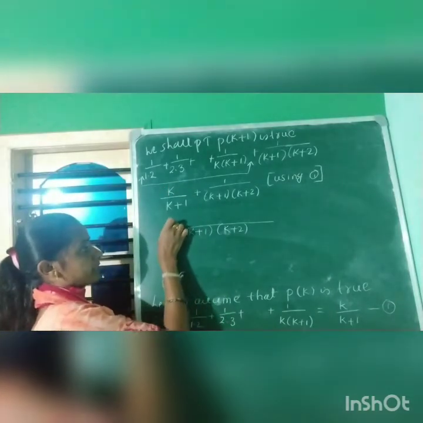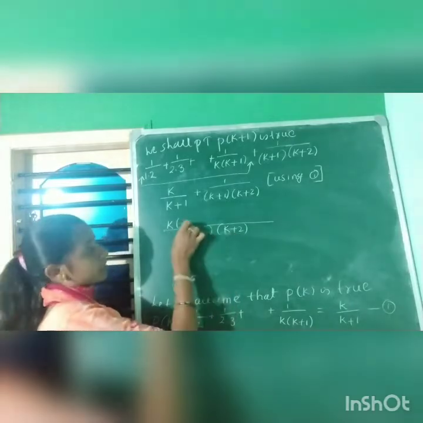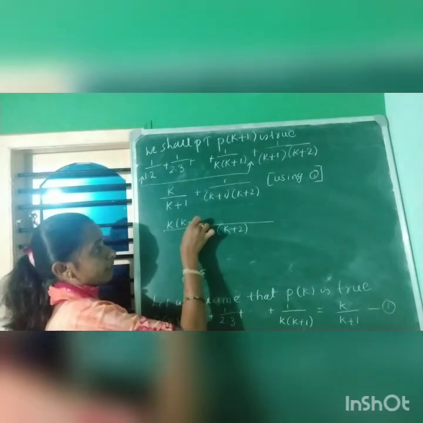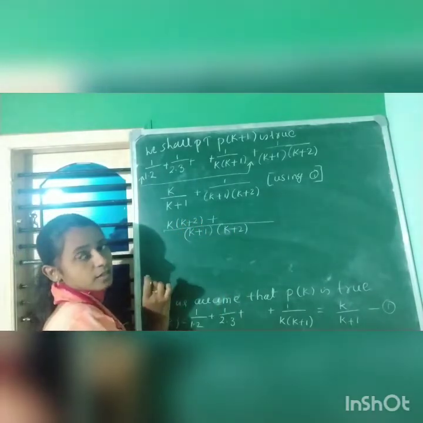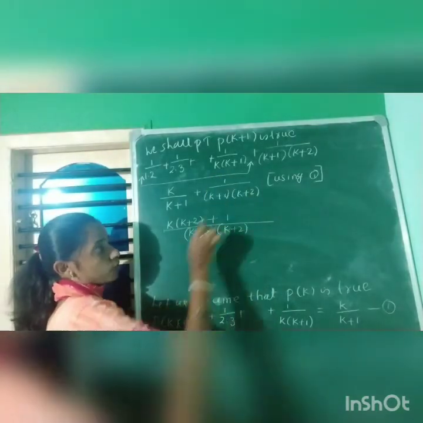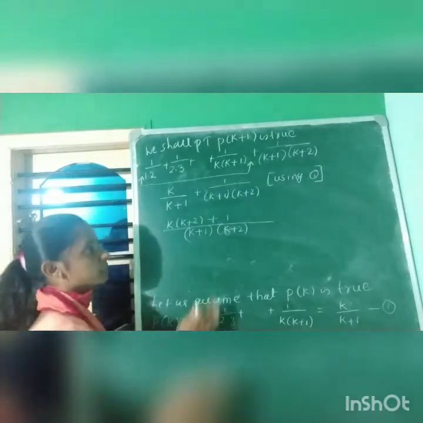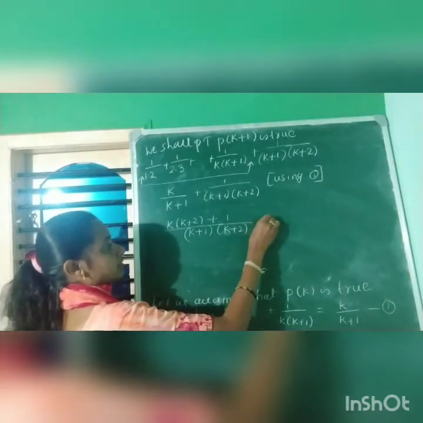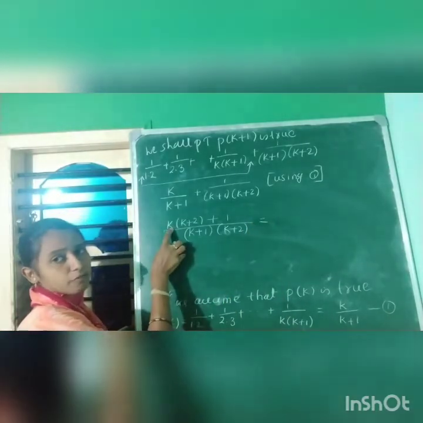Here numerator k is there. And in the denominator the remaining is k plus 2. We just took this as the LCM. Therefore in the numerator we have only a 1. You just write that as it is. Next, multiply k for both the terms.